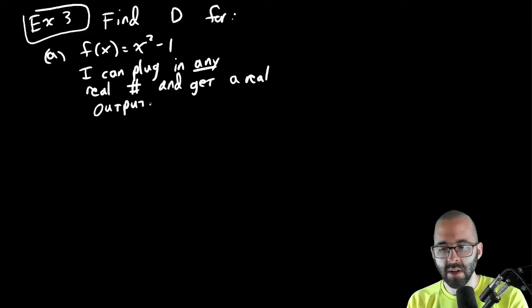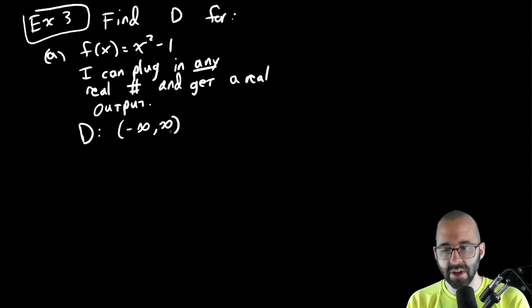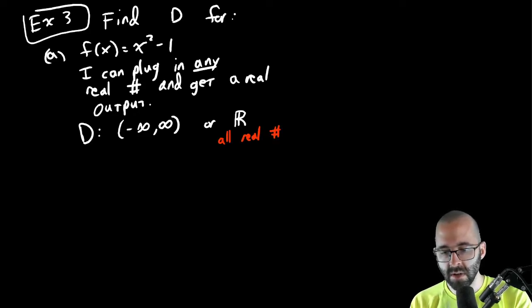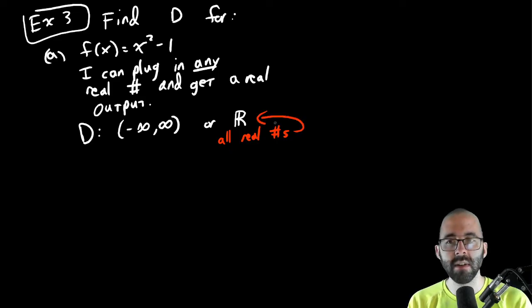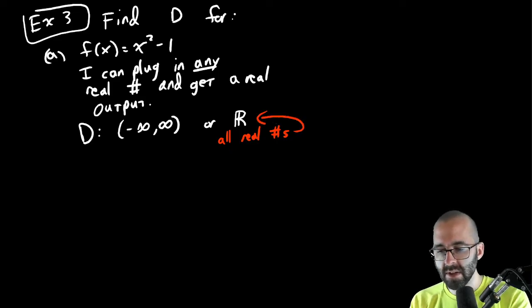Okay? So for the domain, we're actually just going to say all real numbers. It's negative infinity up to positive infinity. Another way of writing that is using 2 vertical slashes to write the letter R. 1 vertical slash, 2 vertical slash, capital R. This means all real numbers. All right, and that's all there is to it.